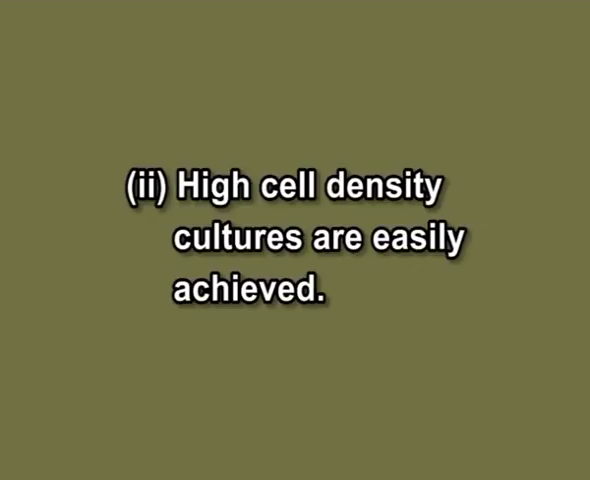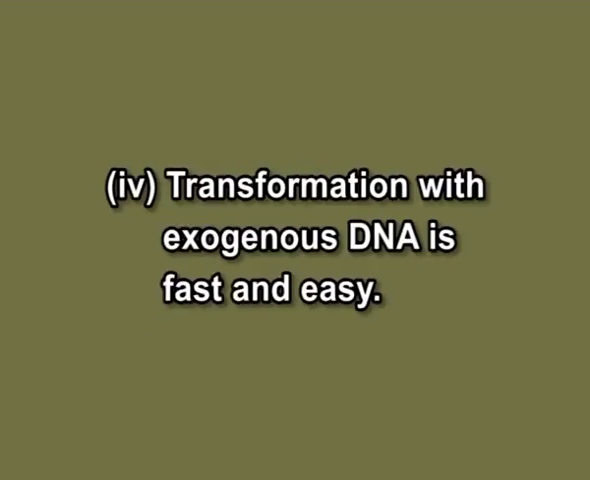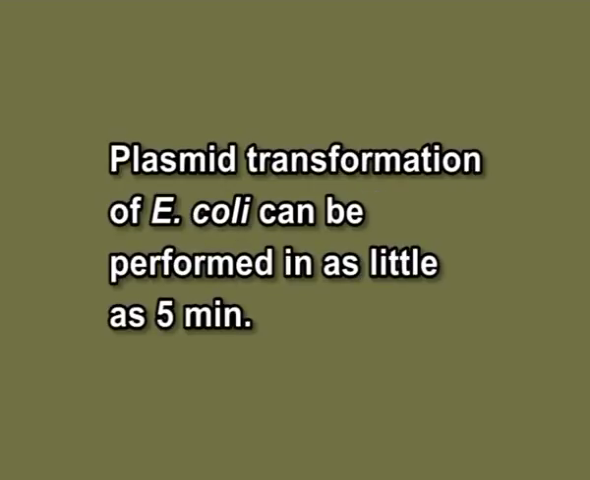Secondly, high cell density cultures are easily achieved. Thirdly, rich complex media can be made from readily available and inexpensive components. Finally, transformation with exogenous DNA is fast and easy. Plasmid transformations of E. coli can be performed in as little as 5 minutes.